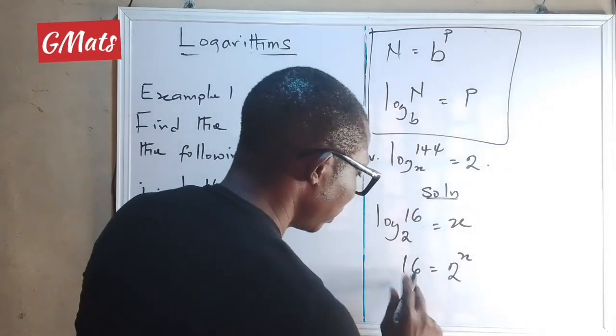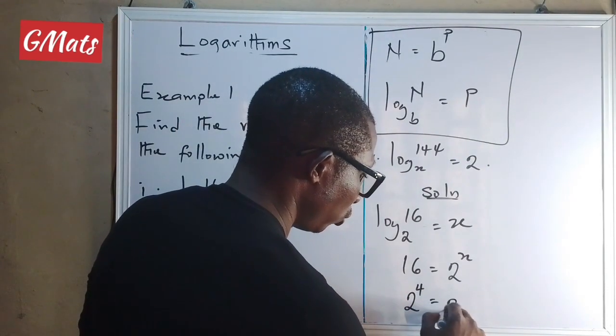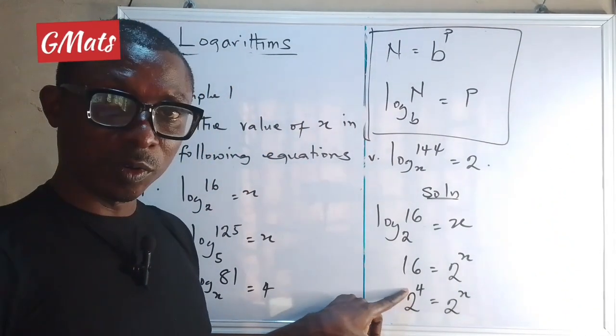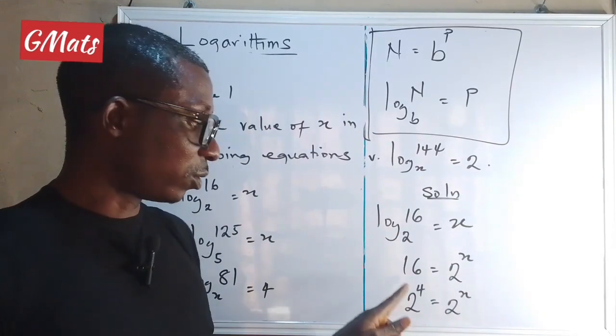So we have 16 to be 2 raised to the power of 4 equals 2 raised to the power of x, because 16 is the same thing as 2 raised to the power of 4. Hope you know that when you multiply 2 four times, you are going to have 16.